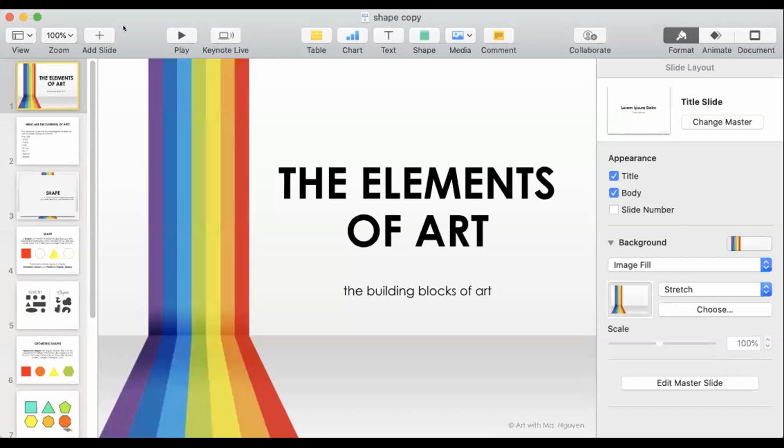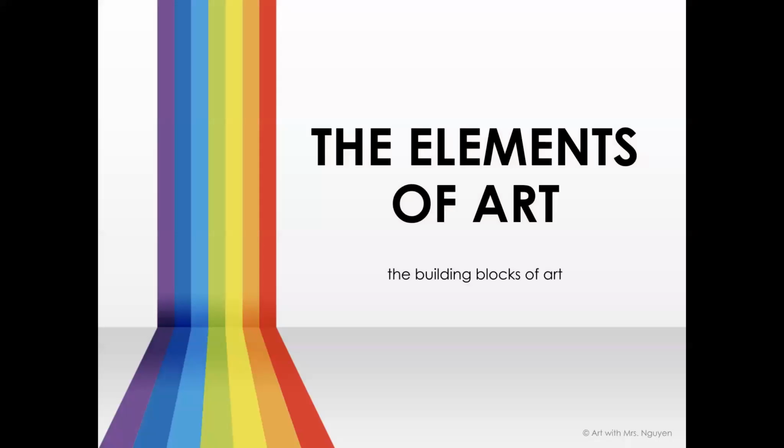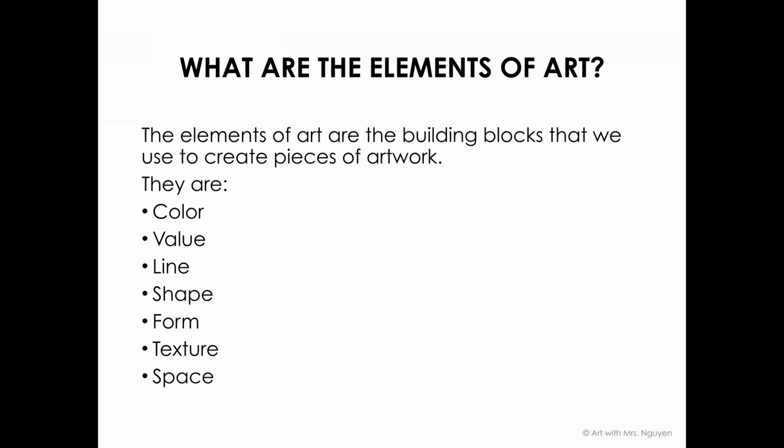Hey guys, so today we are going to be looking at shape. And just a reminder that shape is one of the elements of art. So when we're talking about the elements of art, they're the building blocks. The ingredient analogy I like to use is: if your artwork was something that you were cooking, then the elements would be the ingredients that you would be using to make whatever you're cooking.